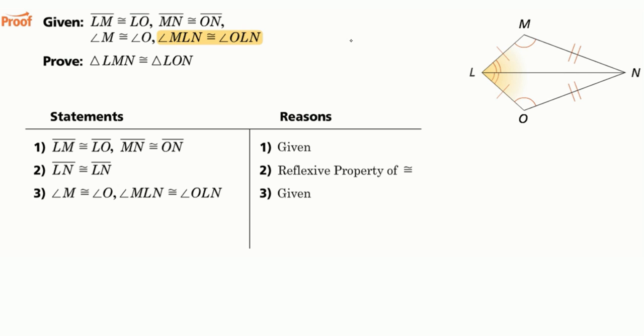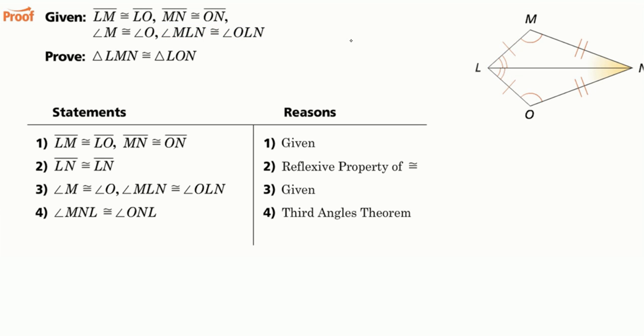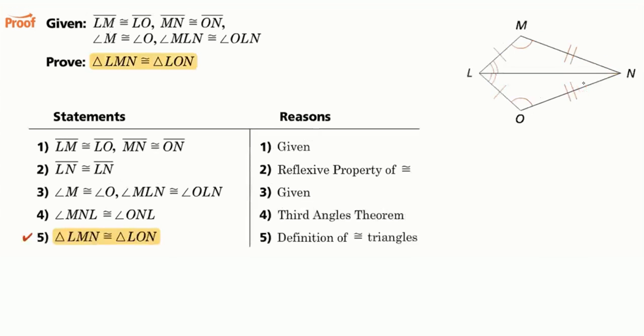Therefore, they must be congruent. Okay, I know that these angles are congruent by given. So if I was given 2 pairs of angles that were congruent to each other, then I can assume that these last angles have to be congruent to each other by the third angles theorem. And then finally, I have proven all the angles are congruent to each other. I've proven all the sides are congruent to each other. Therefore, these triangles must be congruent to each other.